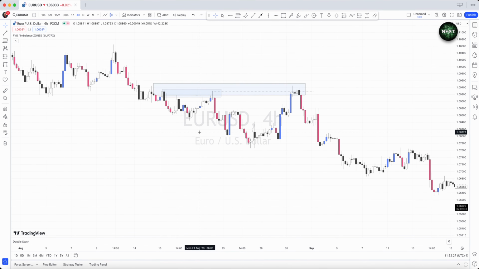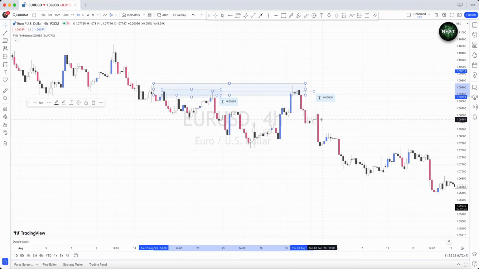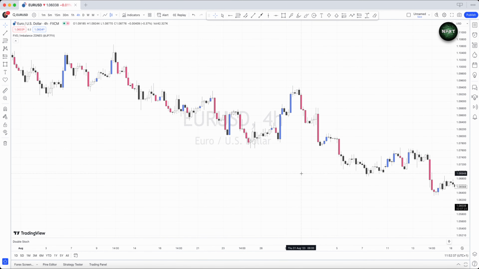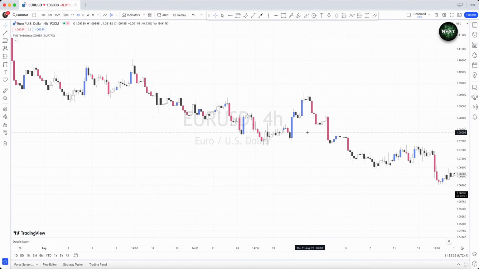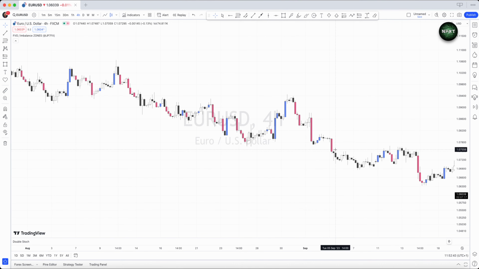Now, when you are actually using the combination of liquidity with supply and demand, you're going to have that edge in the market. Now, supply and demand is the way I trade, and I use supply and demand imbalances with liquidity. That is how I trade.